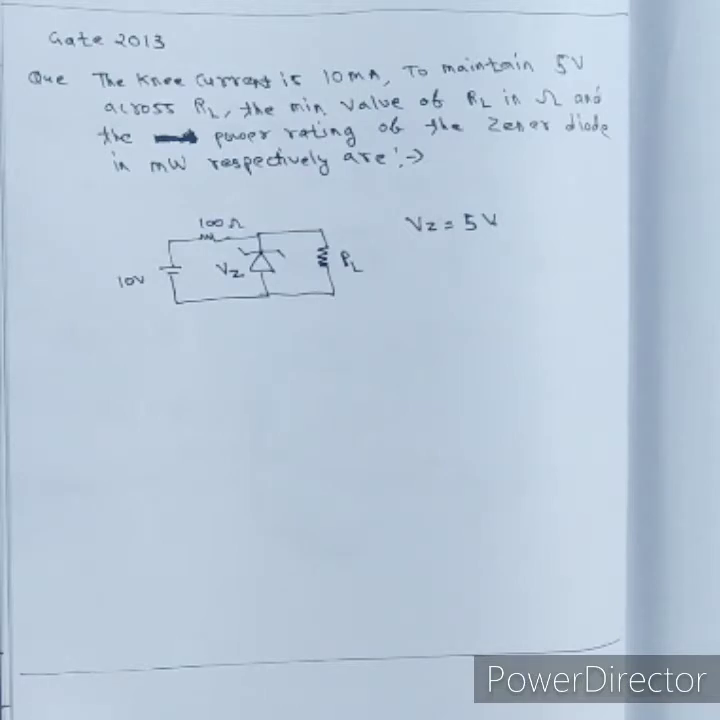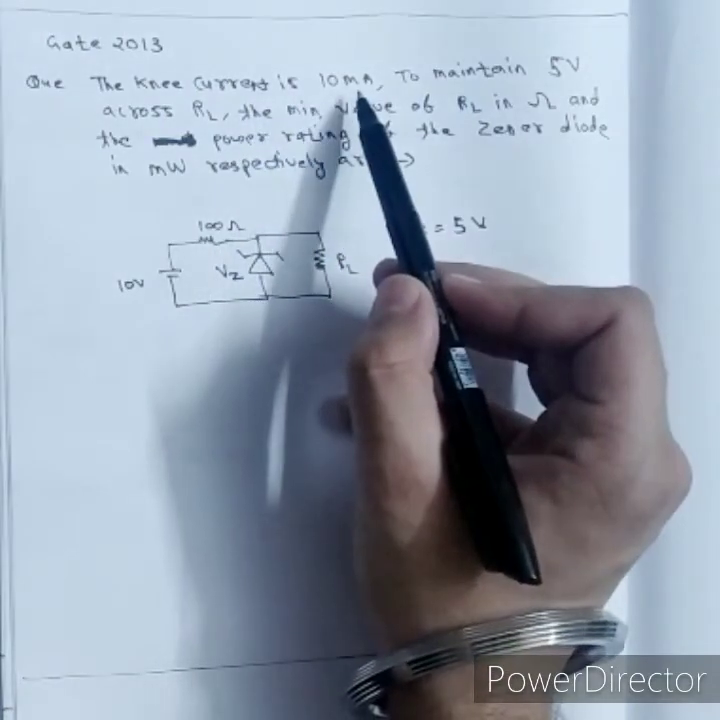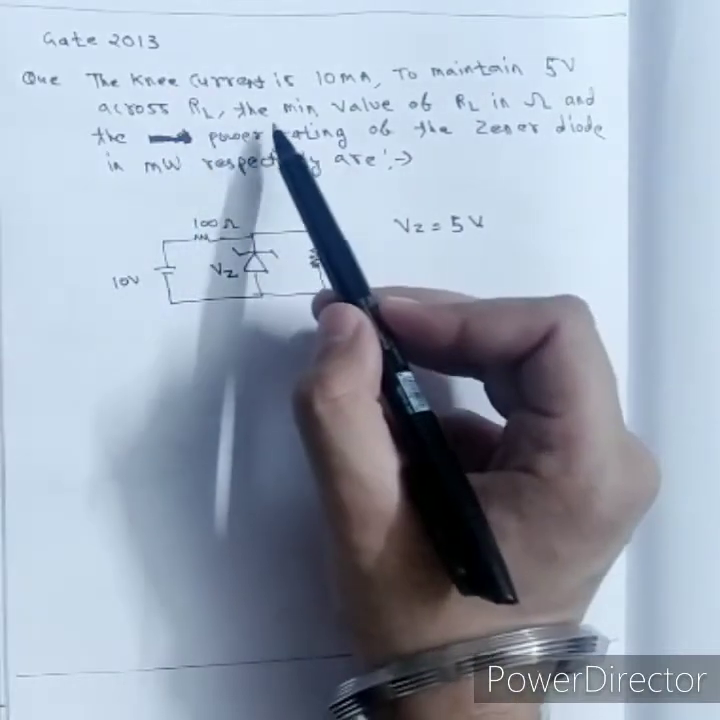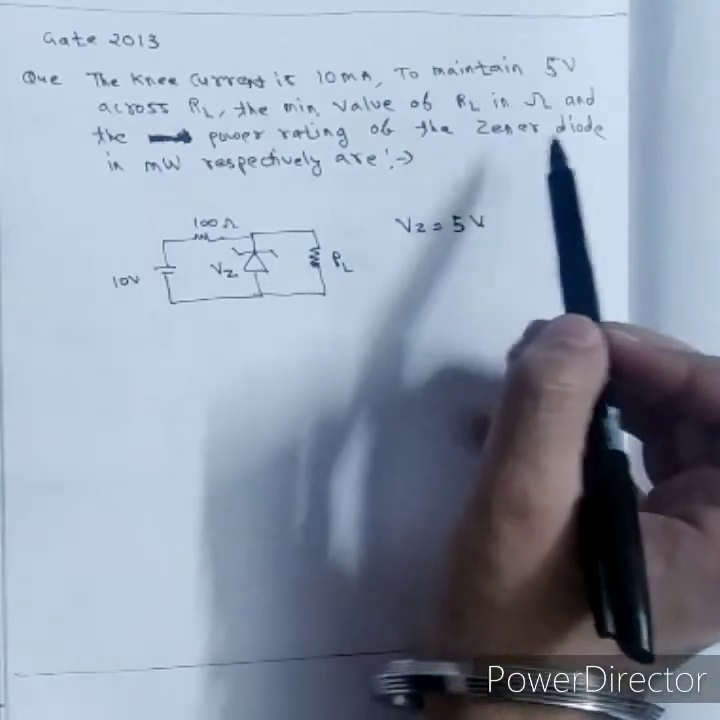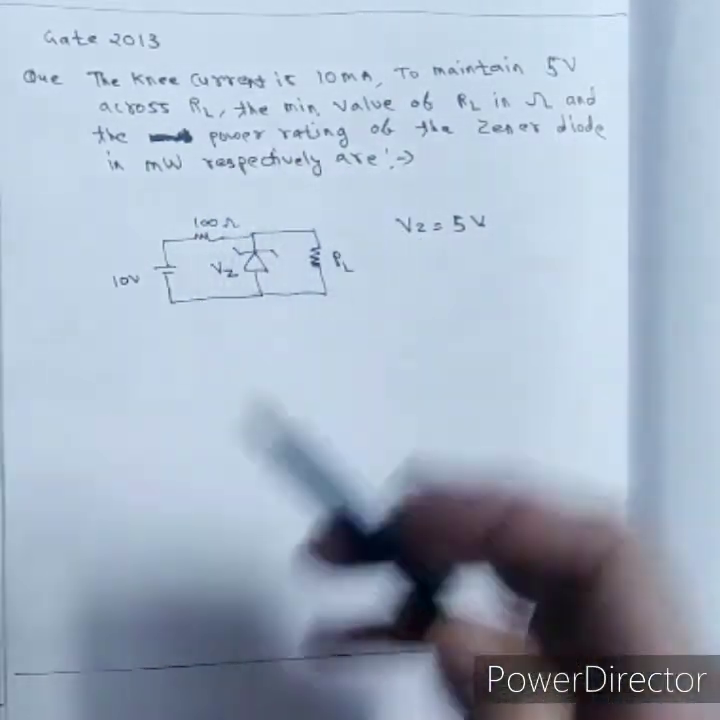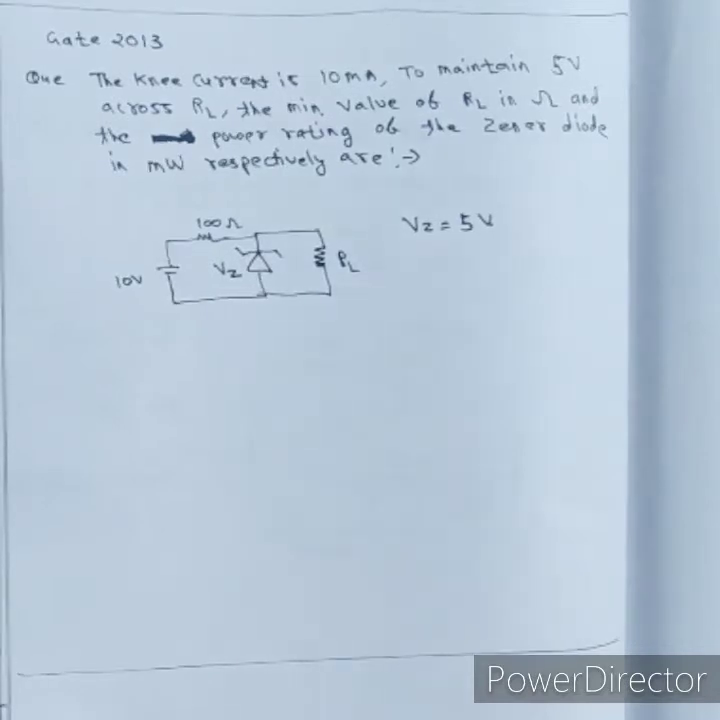The question states the knee current is 10 milliampere. To maintain 5 volt across RL, the minimum value of RL in ohm and the power rating of the Zener diode in milliwatt, respectively, are. So we have to find the minimum value of RL and the power rating of the Zener diode to maintain 5 volt across RL. Let's see how to solve.